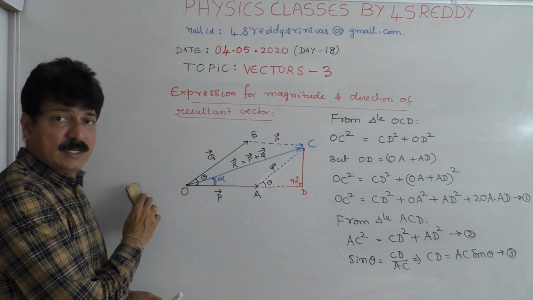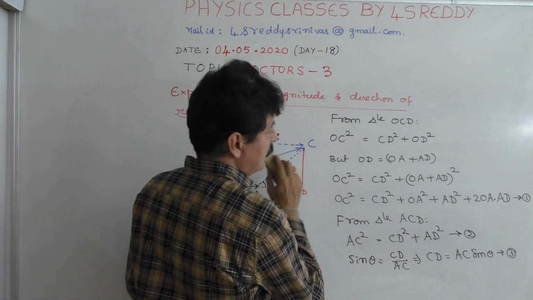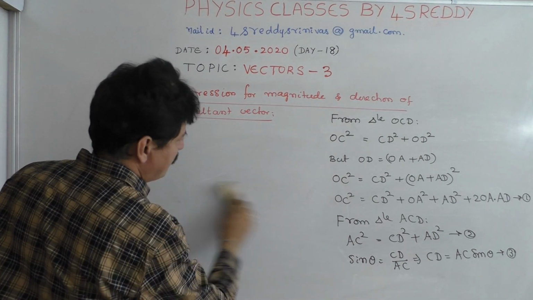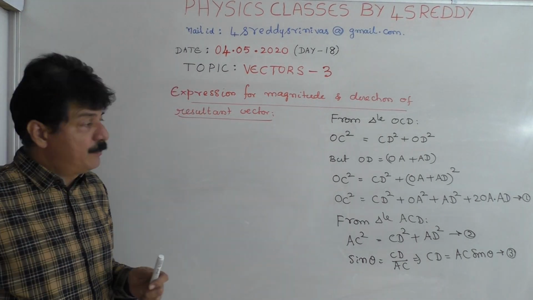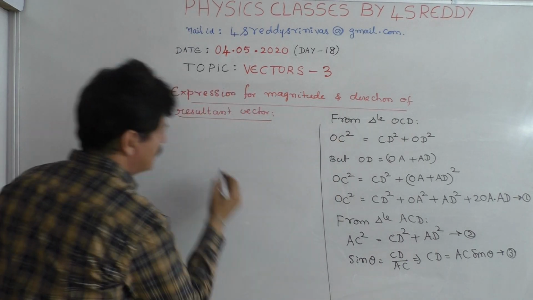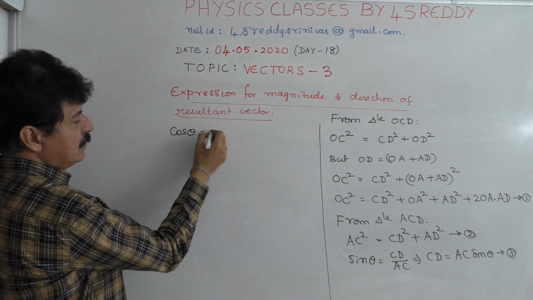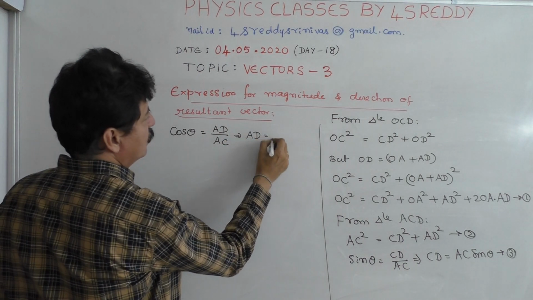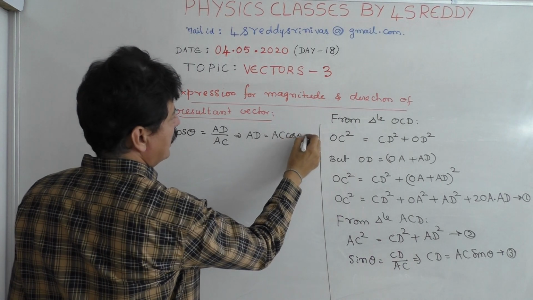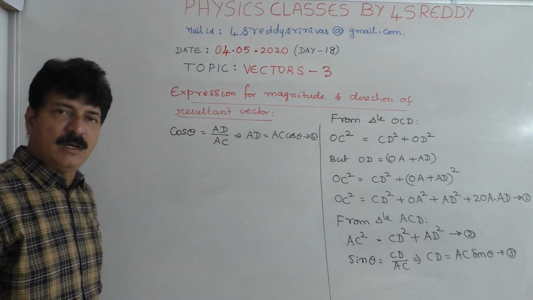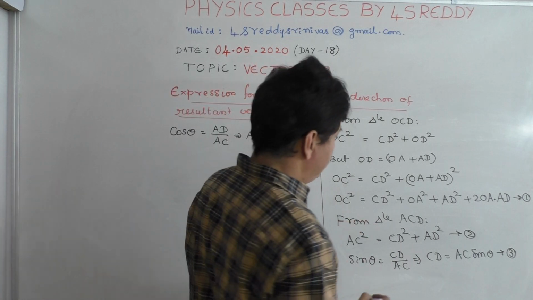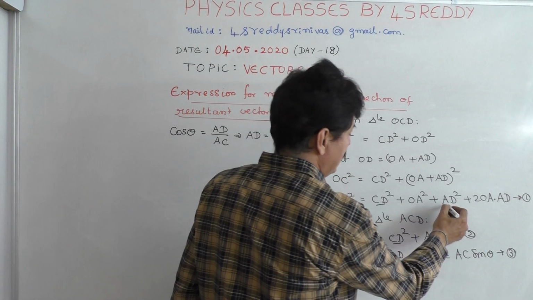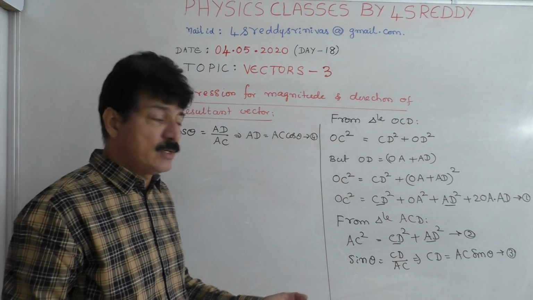So we erase this one till this point. Then what you can observe is here, cos theta is given by AD by AC, which implies AD is equal to AC cos theta. That is equation number 4. If you observe this, CD square plus AD square is AC square. Here CD square and here is AD square. In that place, can we write AC square?